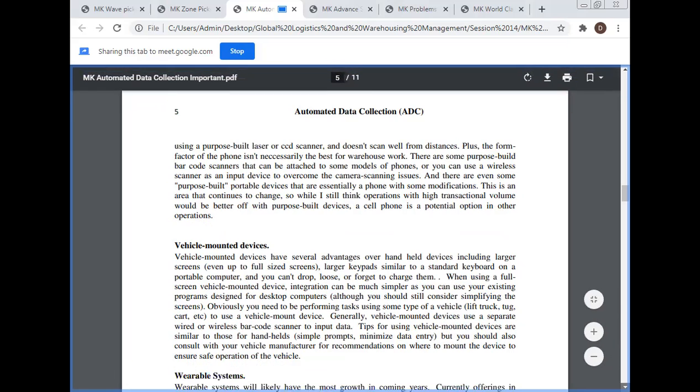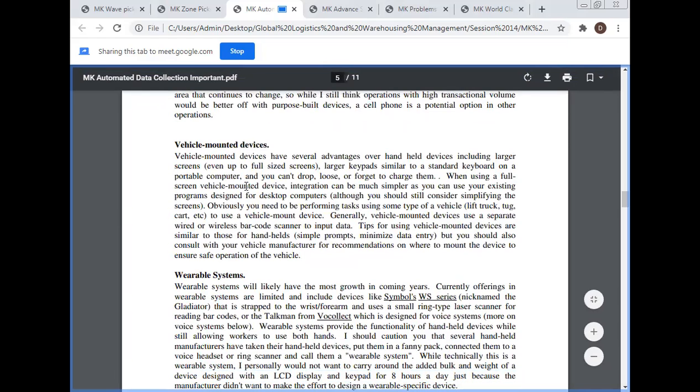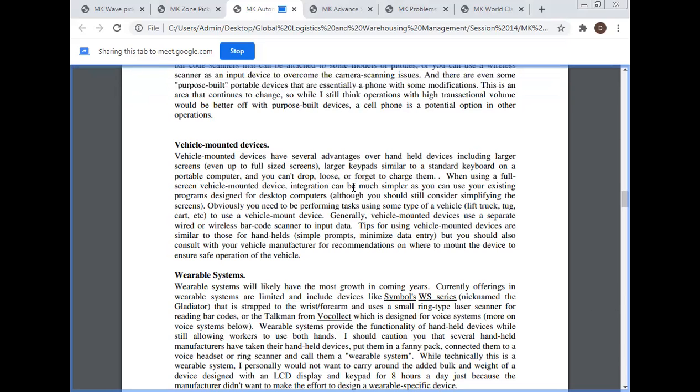Vehicle-mounted devices. Vehicle-mounted devices have several advantages over handheld devices, including larger screens and a larger keypad similar to the standard keyboard on a portable computer, and you cannot drop, lose, or forget to charge them. When using a full-screen vehicle-mounted device, integration can be much simpler, as you can use your existing program designed for the desk computer.